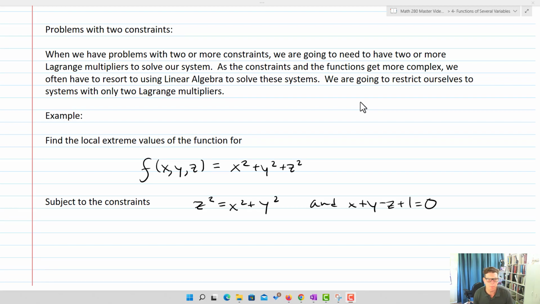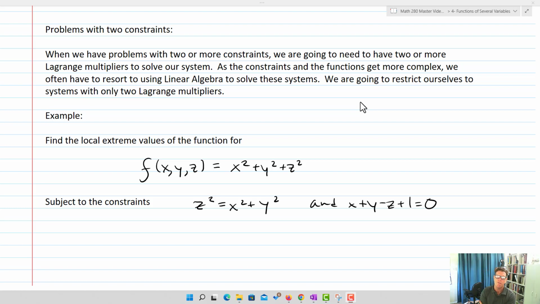Now let's look at what happens when we have problems with two constraints. So suppose that we have a problem that has two or more constraints. We're going to need two or more Lagrange multipliers to solve our system. And as the constraints of the functions get more complex, we often have to resort to using linear algebra to solve these systems. We're going to restrict ourselves to systems with 2 Lagrange multipliers, and that way we're only really looking at 3x3 systems, or systems that are not too difficult or too calculationally intensive for right now, at least for our examples.